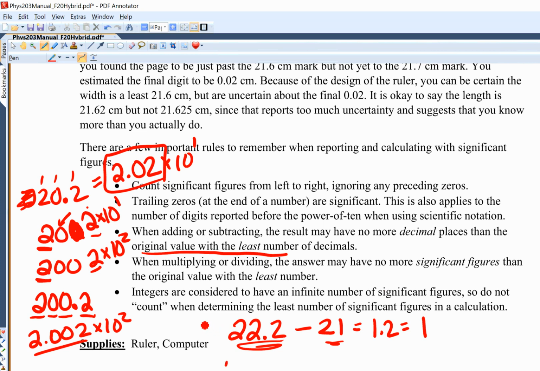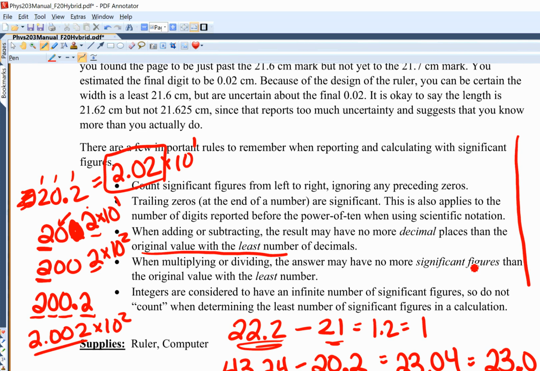So let's say I have 43.24 minus 20.2. And if I put that in my calculator, what do I get? 23.04. But I'm going to keep the number of decimal places that is in the number with the smallest number of decimal places. This has 2 decimal places, this has 1 decimal place, so I'm just going to keep 1 decimal place in this last answer. So the way that I would report it would be 23.0.